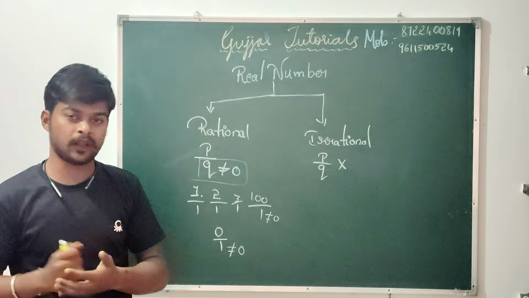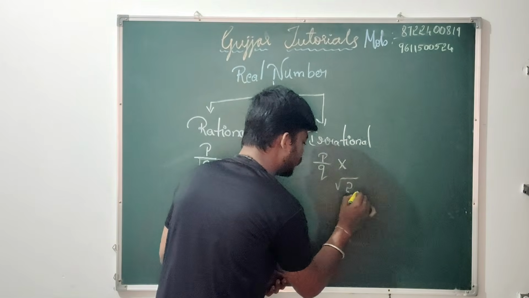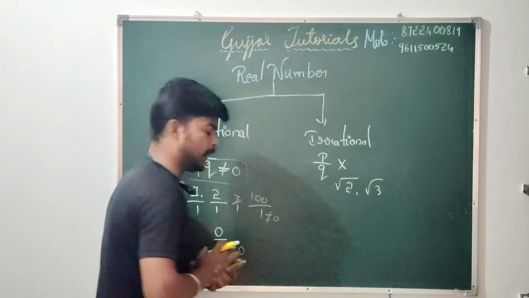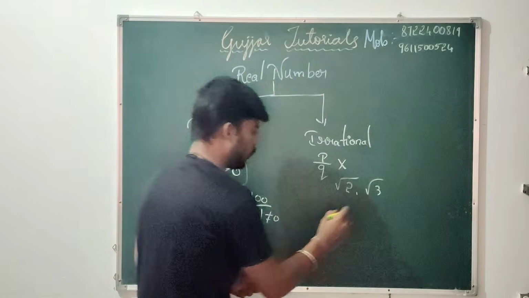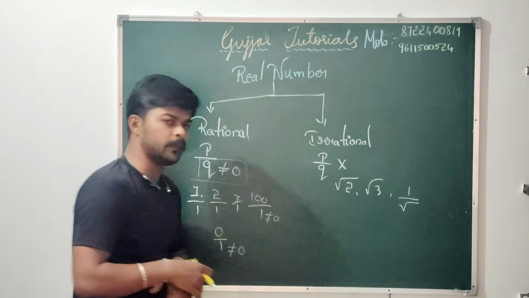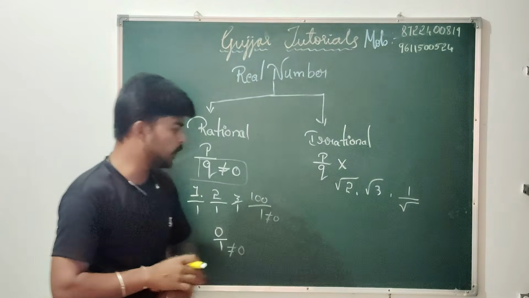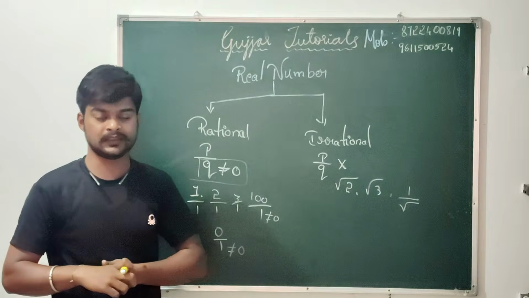Then, sir, how to find the irrational number? The prime number which exists inside a root, or the root which is in the denominator side. A root which exists in the denominator is called an irrational number.